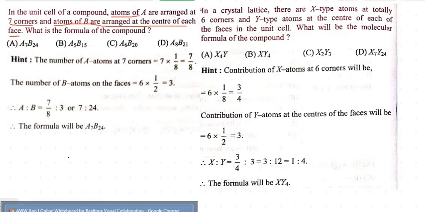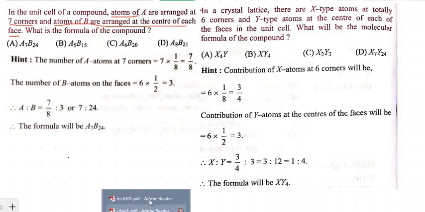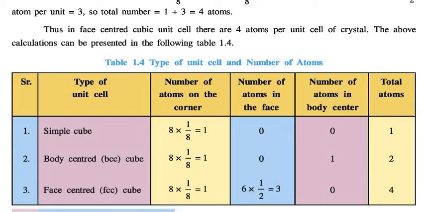So for solving this you need to remember one table which we have already learned previously, that for FCC the number of atoms on the corner is 1. The corner contribution is 1 by 8. When it comes to faces, the contribution is 1 by 2.